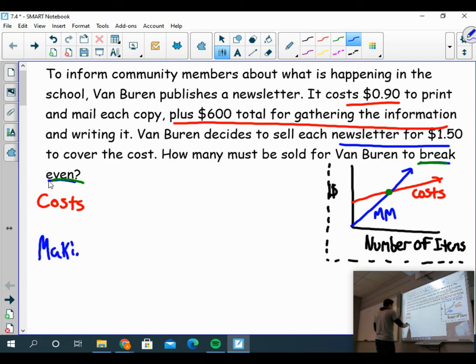And when those two intersect, that will be the break-even point. So how can we write two linear equations? Well, let's look at the information we're given.